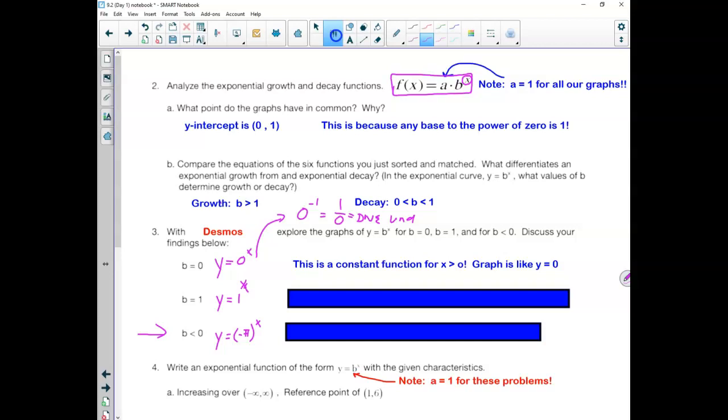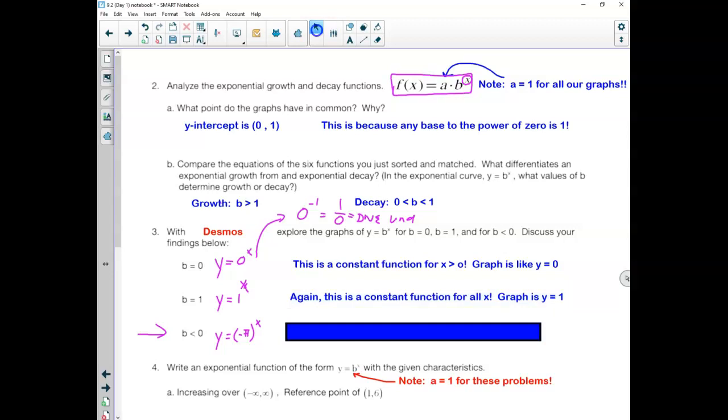Well, what if b equaled 1? Well, what is 1 raised to any power? It's 1, okay? Again, it was a constant function. The graph was y equals 1. You should have seen a horizontal line going across there. Now the wild one, if b was a negative number, that looks like negative pi, but it's really a negative number, what happened? Well, that sucker was all over the place, wasn't it? It went up, it went down, it went up, it went down.